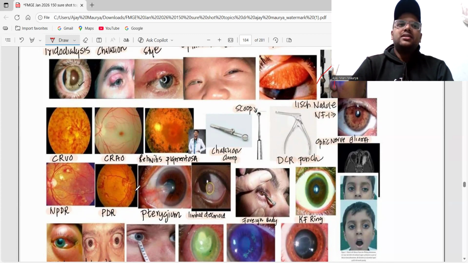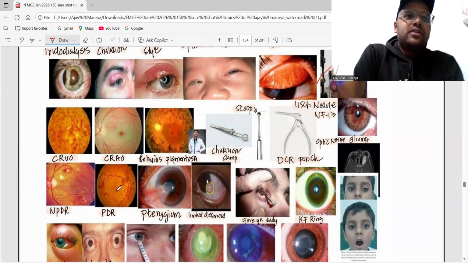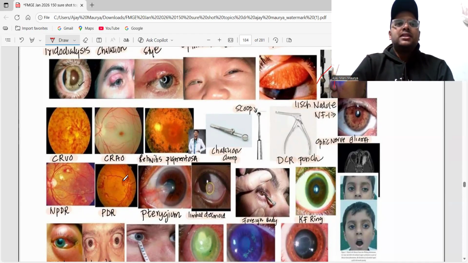This is PDR versus NPDR. Proliferative means there is new vessel formation here. In NPDR there is hemorrhage. In CRVO, there is a tomato splash appearance.